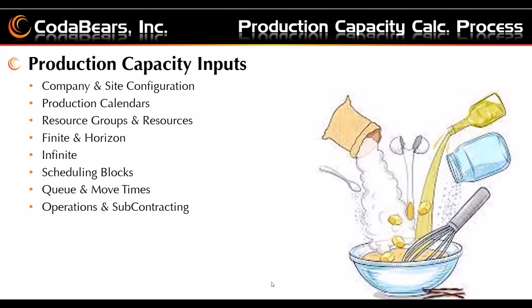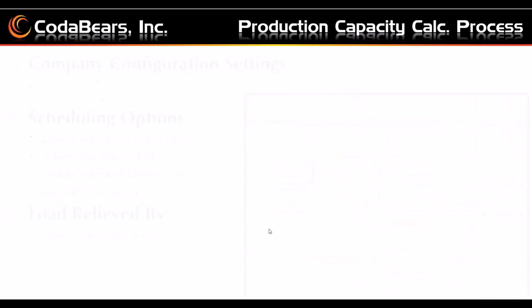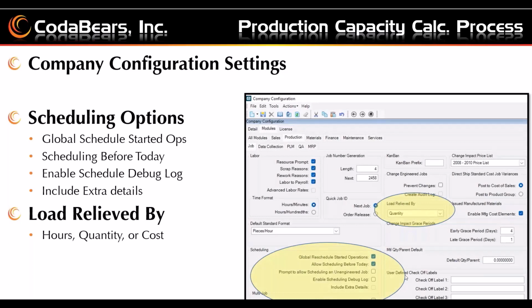So under the company settings, in the company configuration area, under the production node, under all modules, we're going to have how load is relieved in your system. This is going to be based on quantity, based on time or hours, or based on cost if you're using projects and project tracking.